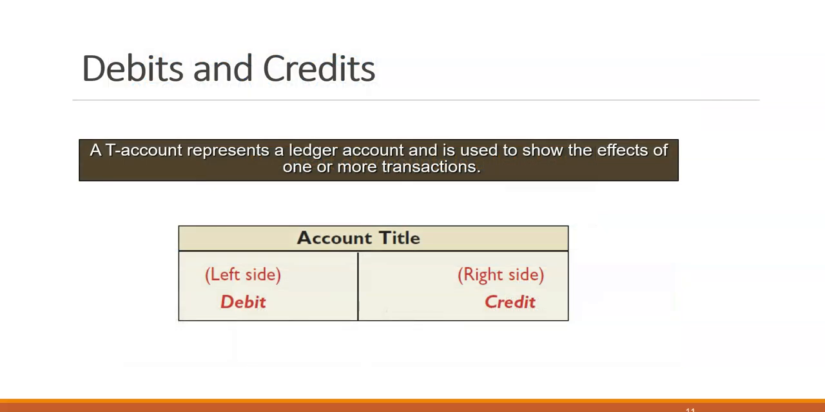A T account is a ledger account. That's where we record our transactions to keep track of what is happening within our account. On a T account, we'll have the account title, and then we have the left side of the account, which is a debit, and the right side of the account is a credit.